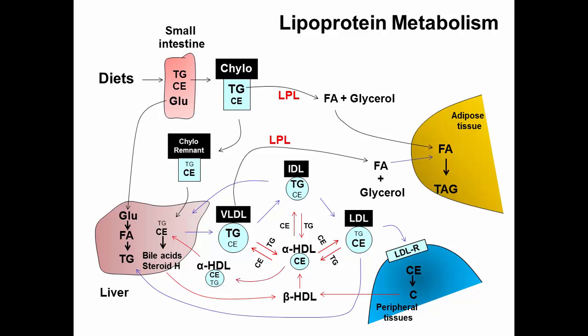So IDL and LDL are all picked up by the liver through the LDL receptor mediated mechanism. So LDL receptors are essential for the pickup of IDL and LDL, right? And some of the LDL also goes to be picked up by the peripheral tissues, including macrophages in the artery wall, right?